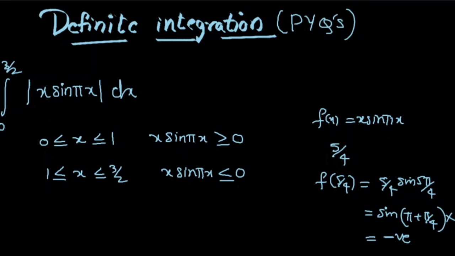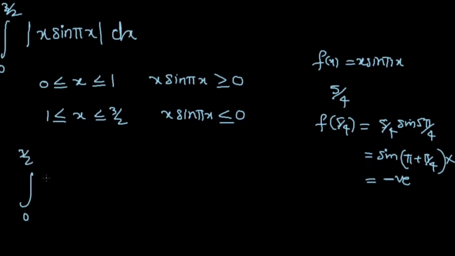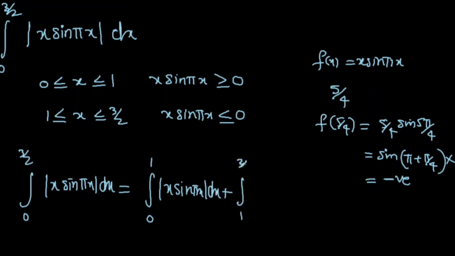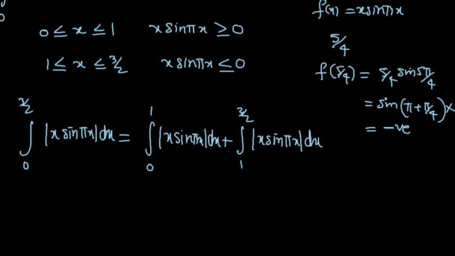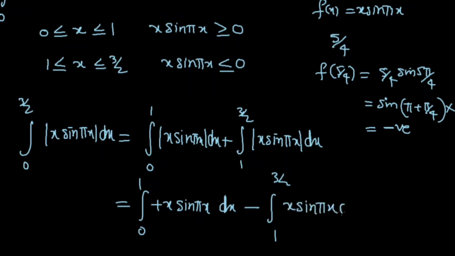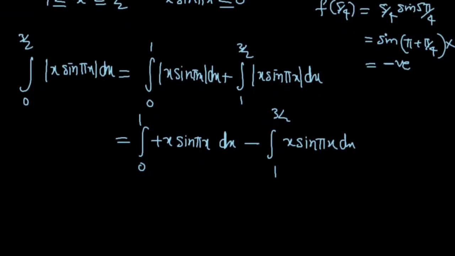Now we have to separate the limits. So integral 0 to 3/2 of mod x sin πx dx is separated into integral 0 to 1 of mod x sin πx dx plus integral 1 to 3/2 of mod x sin πx dx. From 0 to 1, the expression inside the modulus is positive, so it opens with positive: integral 0 to 1 of x sin πx dx. From 1 to 3/2, x sin πx is negative, therefore it opens with negative: minus integral 1 to 3/2 of x sin πx dx. It opened with negative, so I multiply it outside.